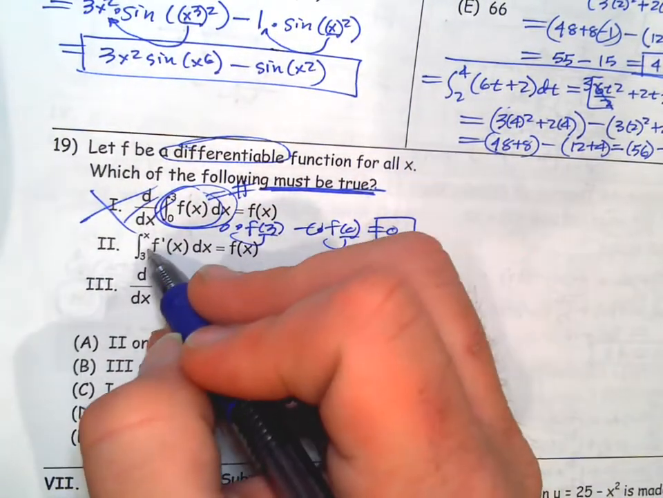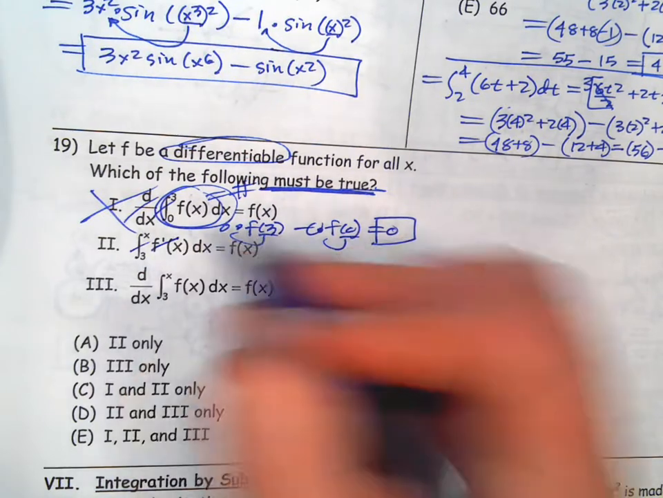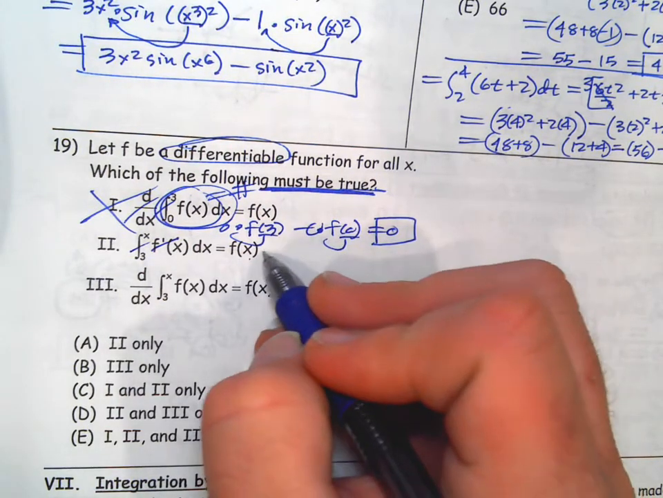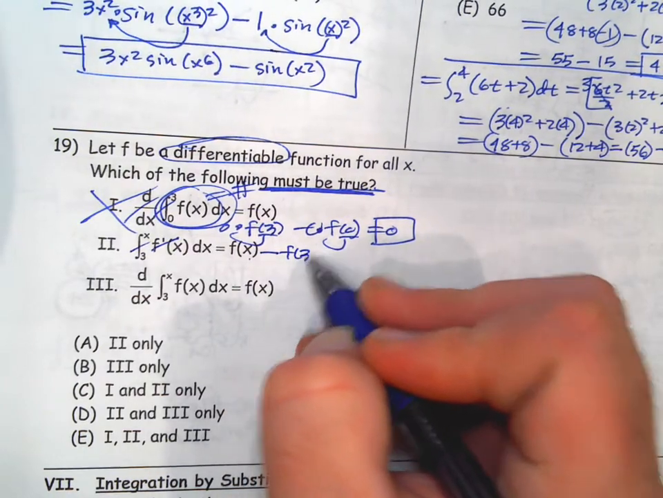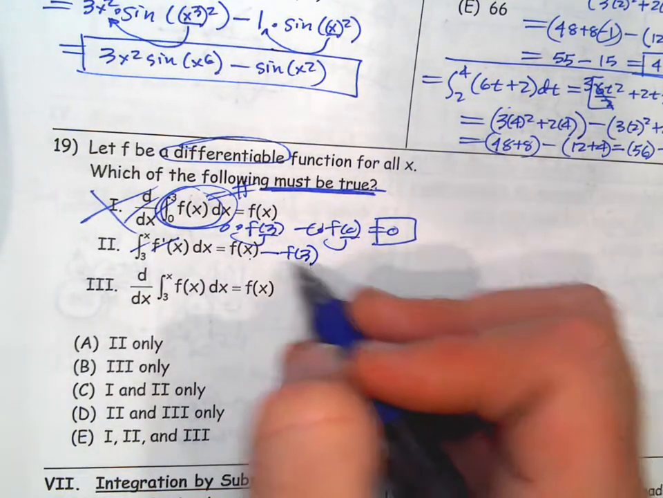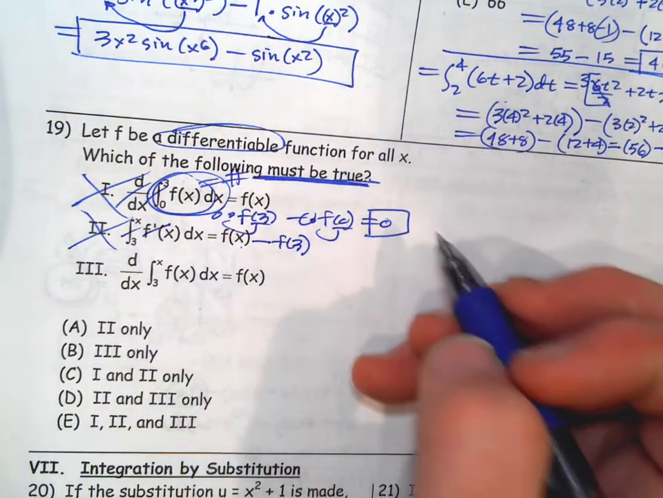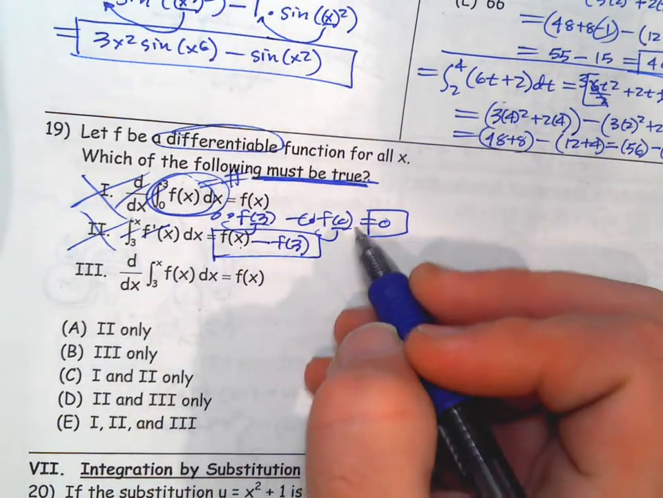Next one says if you integrate the derivative, you're going to get f of x. No, because then you have to do minus f of 3 also. You got to plug limits in, so that one's out. That's what it should be.